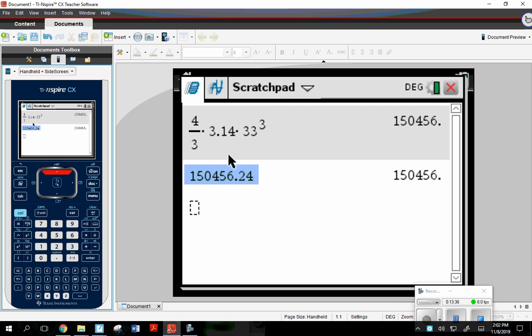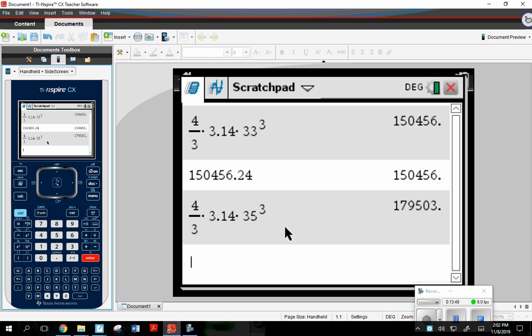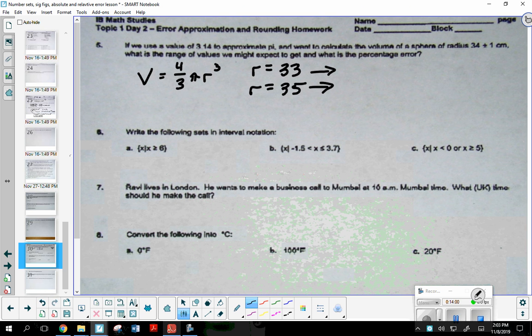Okay, and then I got to type in this formula again, but I'm going to change the 33 radius to 35. Okay, where I get 179,503, and again, I believe there is a little more after that. Okay, so 0.3 repeating.